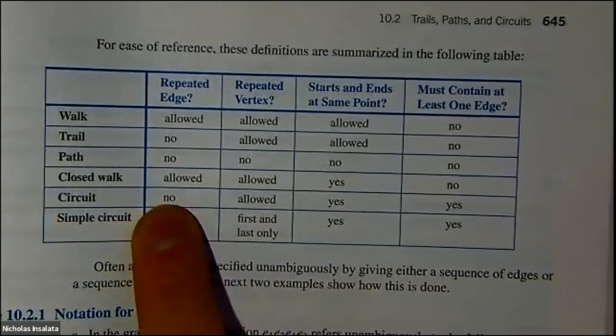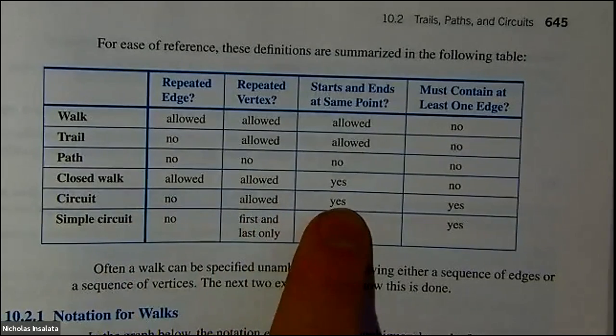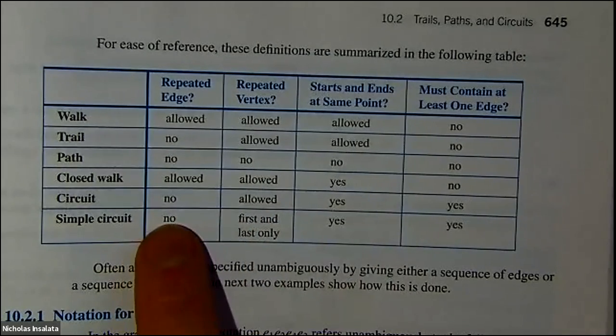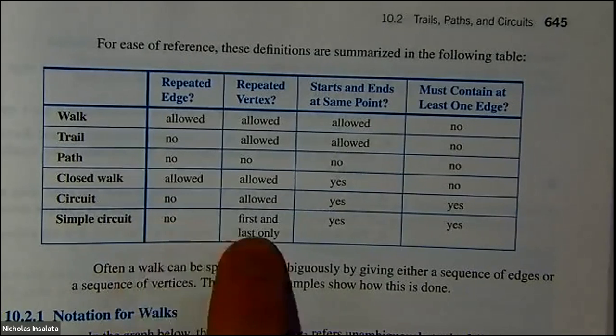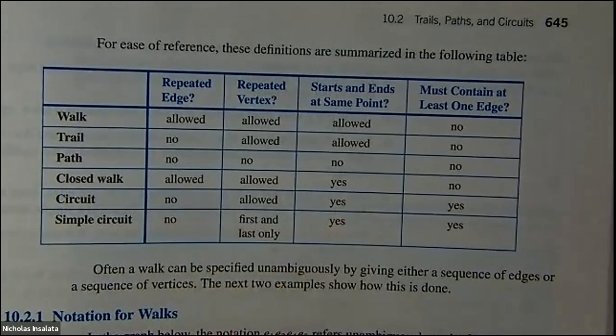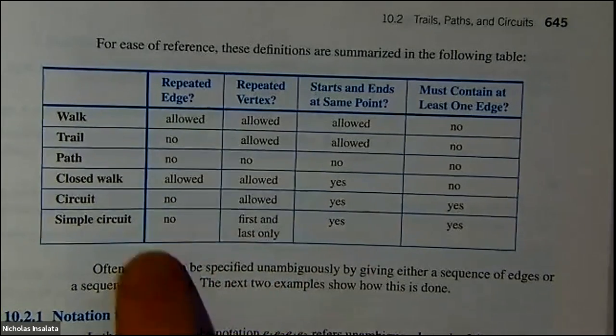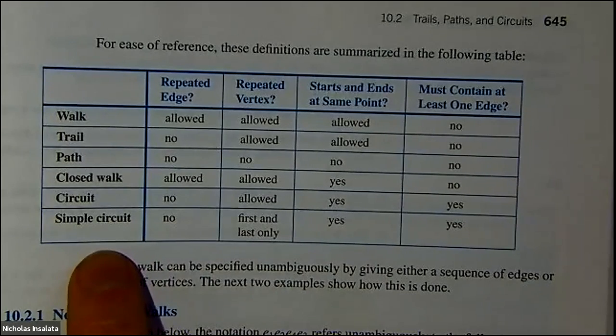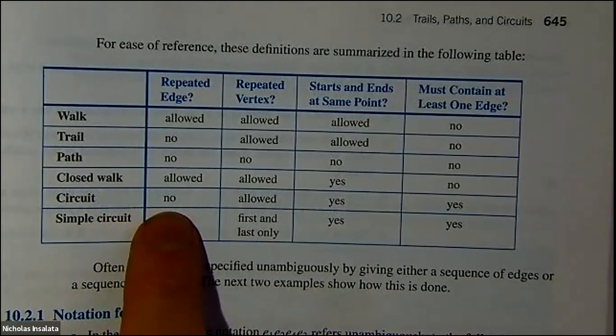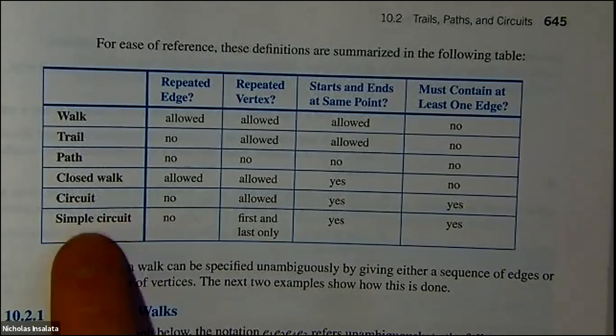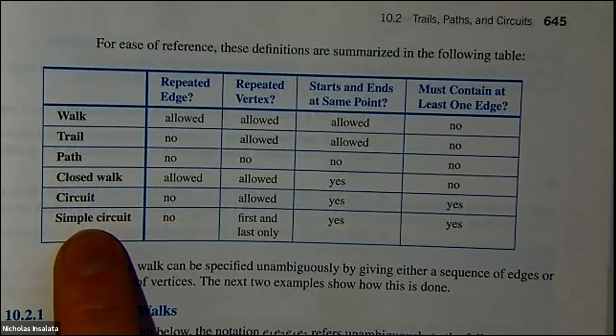Start and end at the same point, yes, right? Circuit, you can't have a repeated edge, and you have to start and stop at the same point. Simple circuit, you can't have a repeated edge, and you can't have a repeated vertex other than the first one, right? And you have to start and stop at the same point. A couple more on here, if they finished this out. An Euler circuit would be a circuit where every edge is included. A Hamiltonian is a simple circuit with every vertex included.